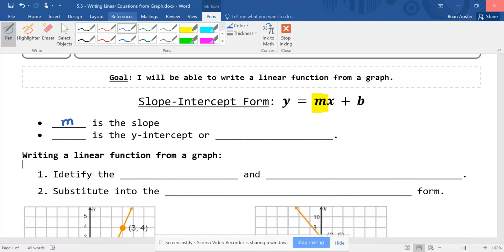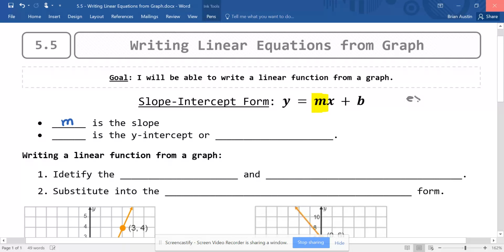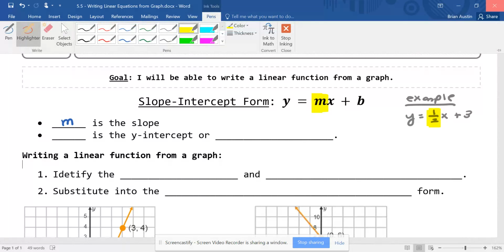All right, so if I bring an example over here, can you identify what the slope is here? It's our m value, or whatever is next to x, and that is going to be, in this example, positive 1 over 2.